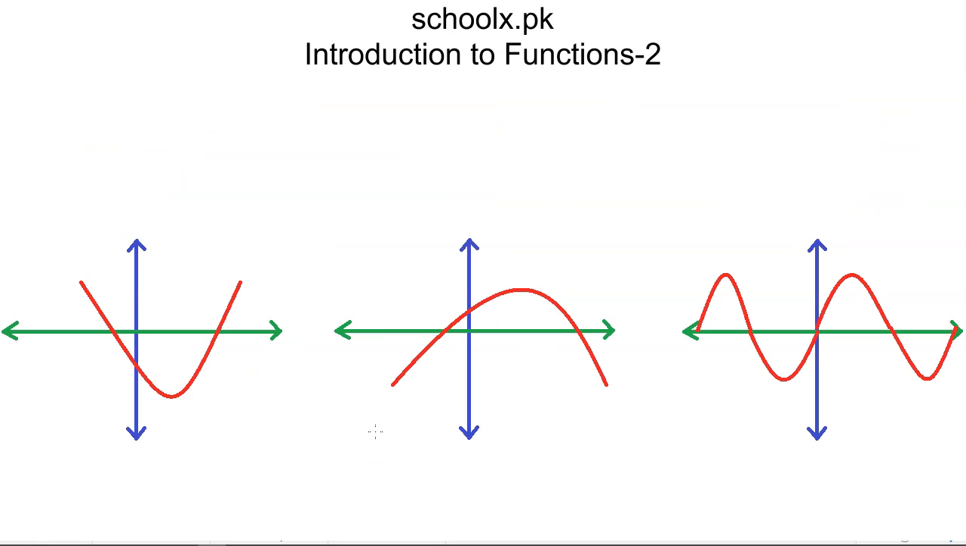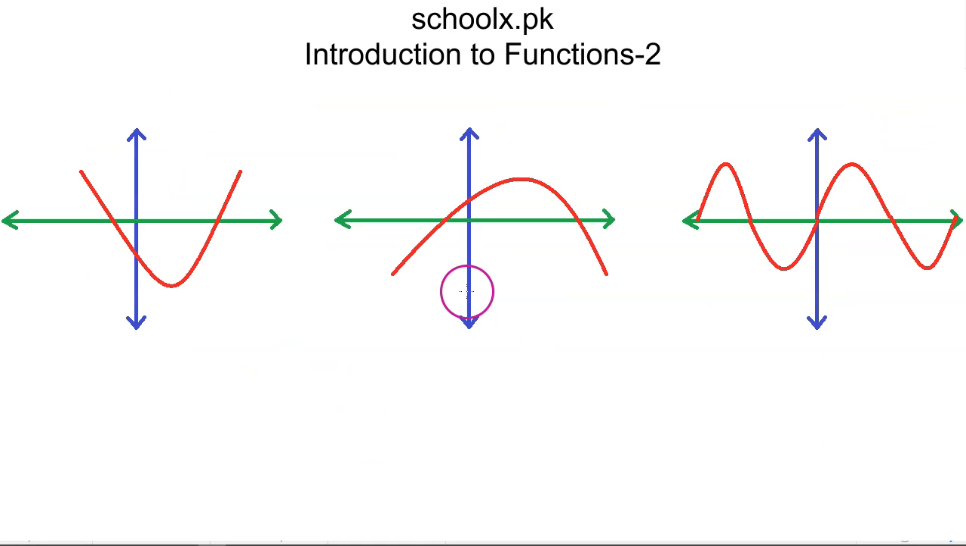Now these graphs are of the many-to-one functions. And how is that? You see that this value of x is giving us this value of y, and so is this value of x. So two inputs, input A and B, are giving us one output. Let's name the output P, right? So A and B are giving us the same output, P.